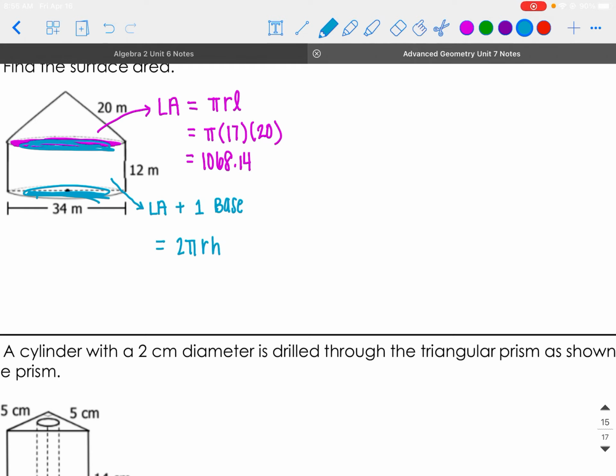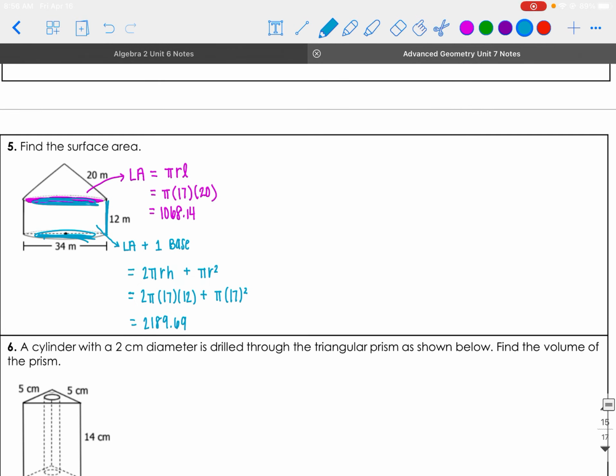So the lateral area of the cylinder is 2 pi r h, but if we're adding 1 of the bases, that's just pi r squared, 1 of the circles. We don't include the ones that are being covered up by the cone. So 2 pi 17, my height is 12, plus pi r squared. And this is 2,189.69.